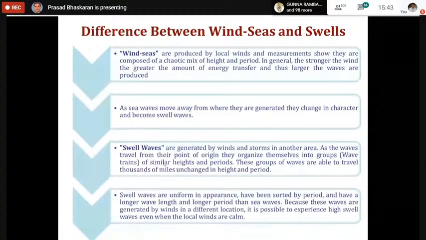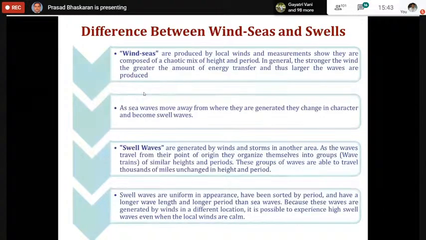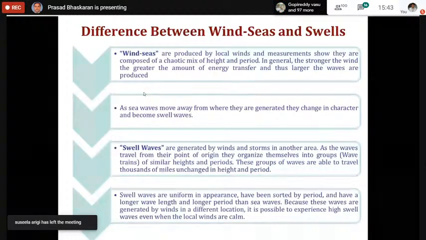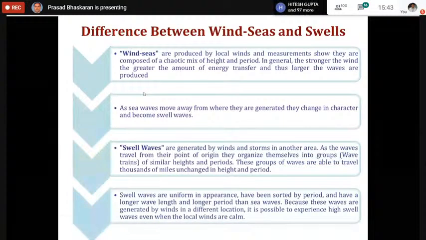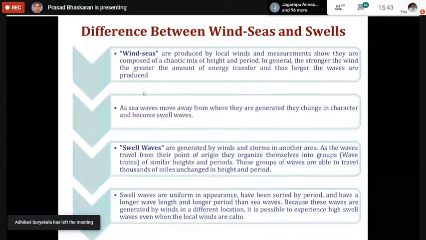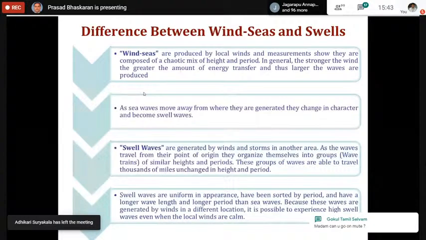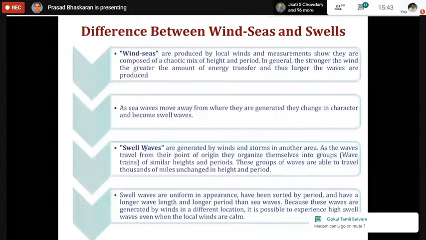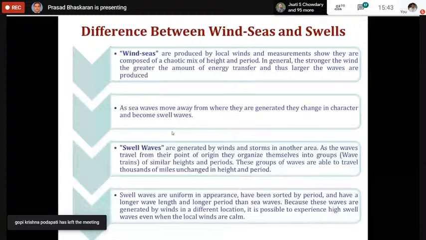Now let us see what is the difference between wind seas and swells. Wind seas are basically short gravity waves. If you take the spectrum of waves from 2 seconds to 30 seconds, the waves which are less than 10 seconds, or strictly speaking about 7 to 8 seconds, are the category of waves called short period waves. So wind seas are different from swells. Swells are basically the long waves that are generated from the generating area.